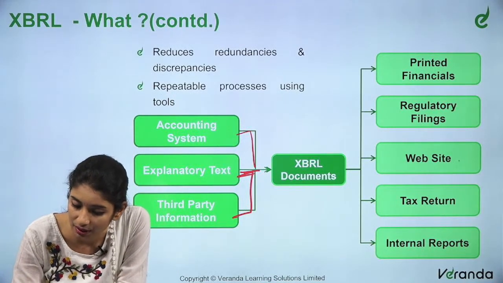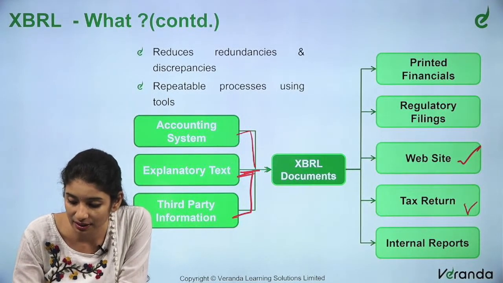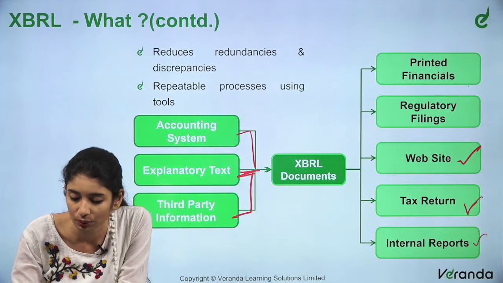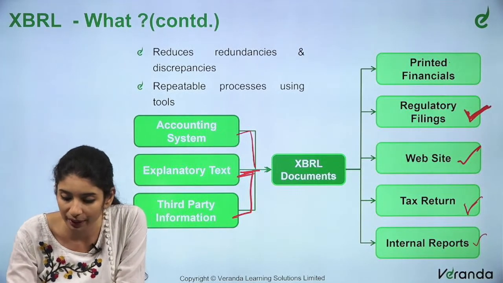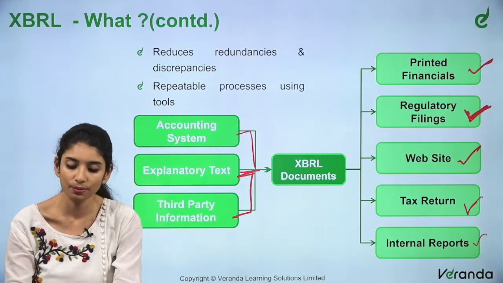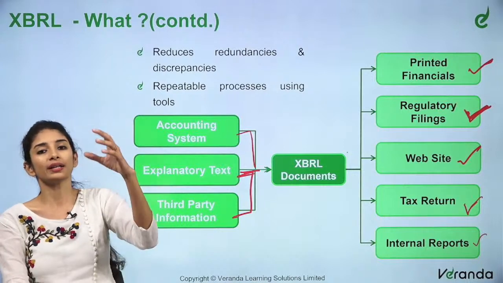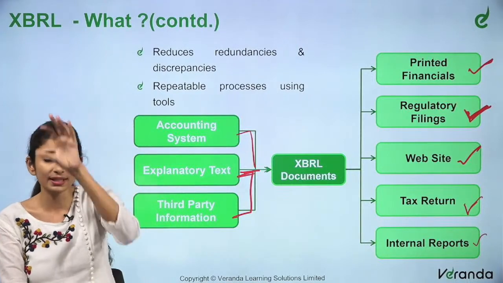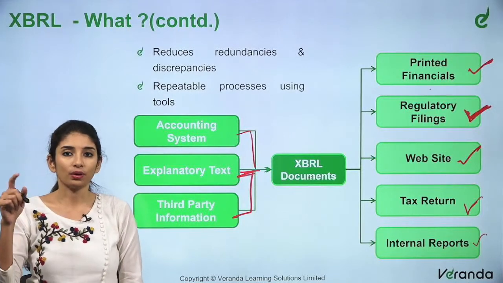It gives me what to put on my website. I can define how my tax return should be, internal reports, how I want it. With ROC or MCA, I want to do some regulatory filings. How do I do that? How do I want my printed financials to be, right? So these XBRL documents help me in generating my business reports, for meeting the requirements of all these people.